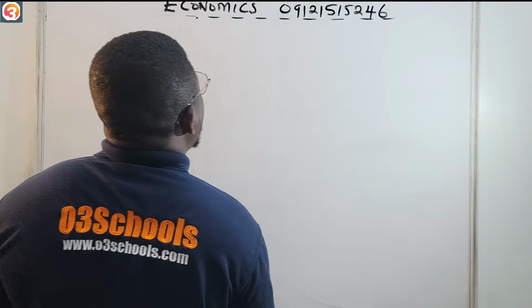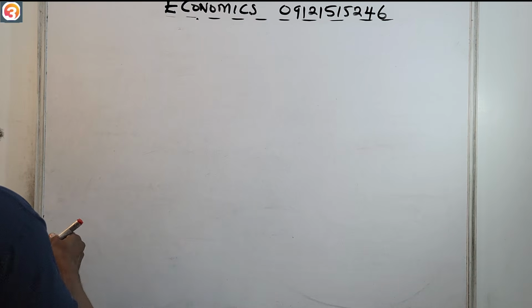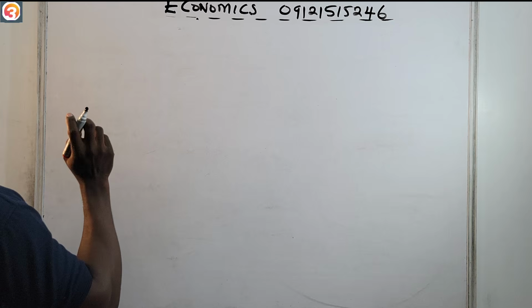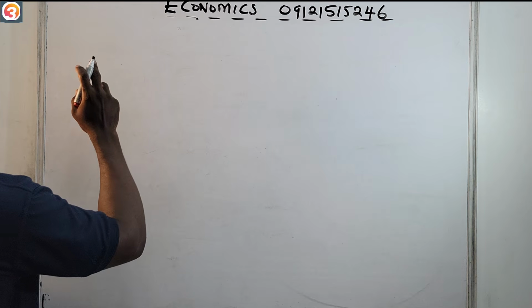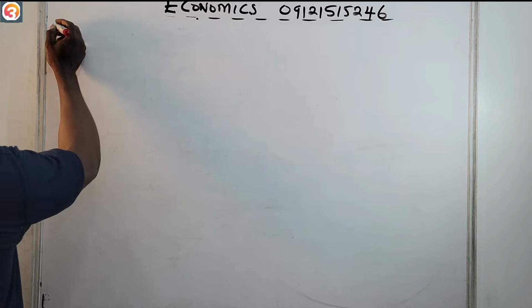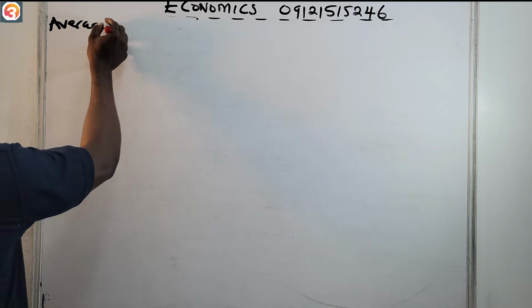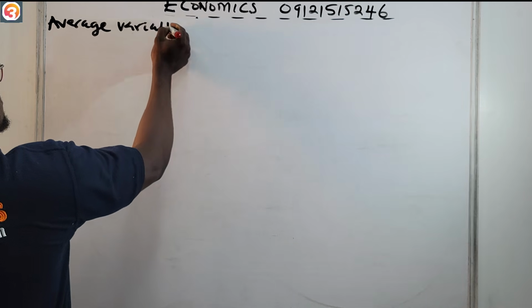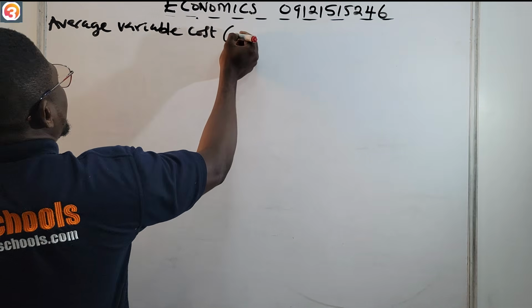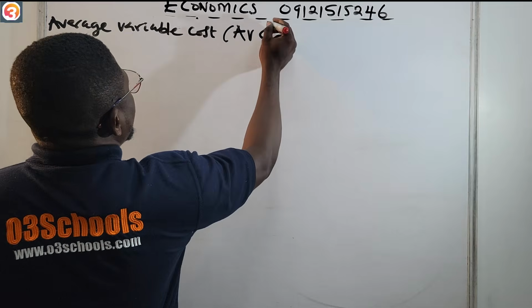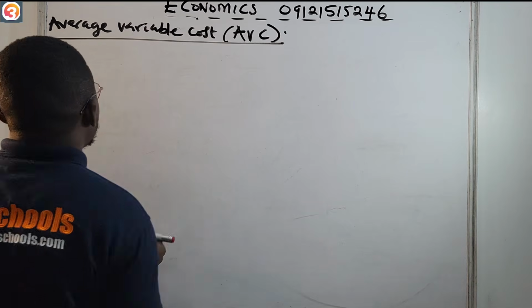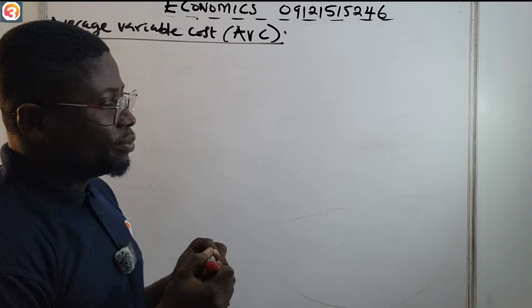Now let us talk about total cost, average cost, marginal cost. Average variable cost next. We call it AVC. All right, so now let us talk about the average variable cost.